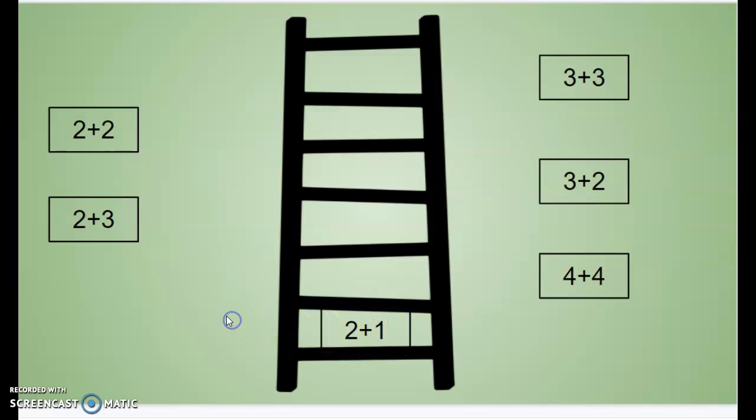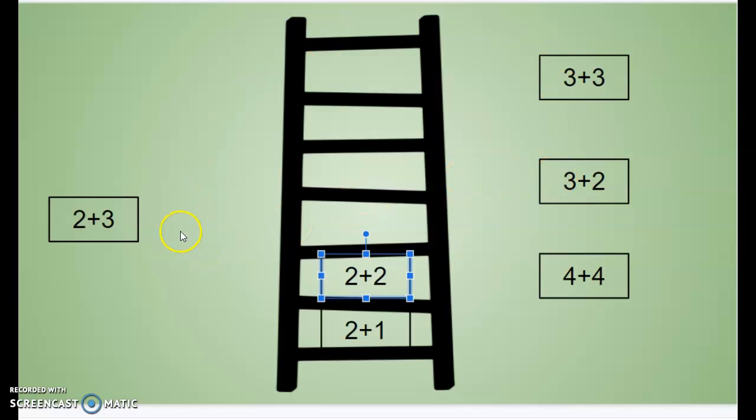Now we look at 2 plus 1, what can we say about it? It's 2 plus 1 or more. Now if we look at the other expressions, which other expression can go next? If you said 2 plus 2, you are right. Good job. 2 plus 2 is 1 or more than 2 plus 1.